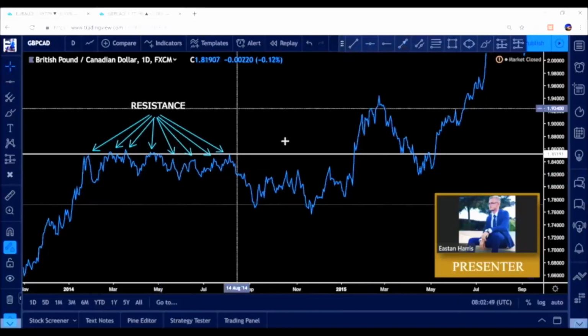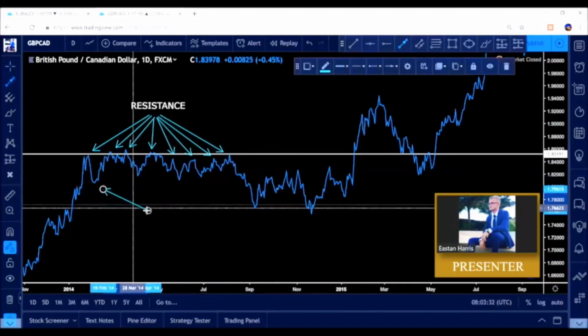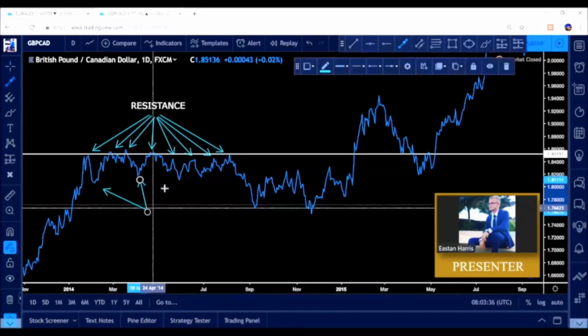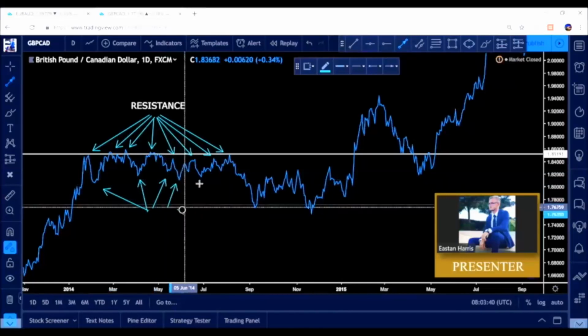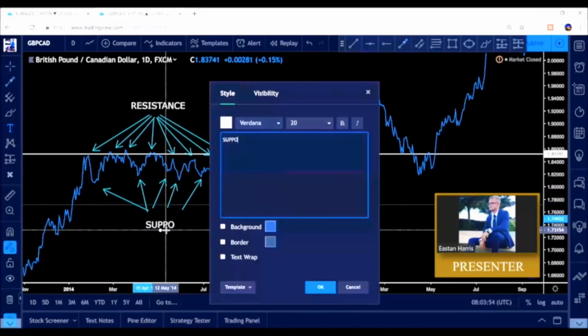Okay? Now, moving forward, we have reactions here. Price is bouncing from this level. We have a level here that is acting as support all through here. So let's label this support.